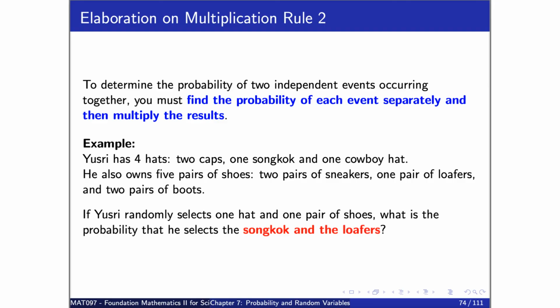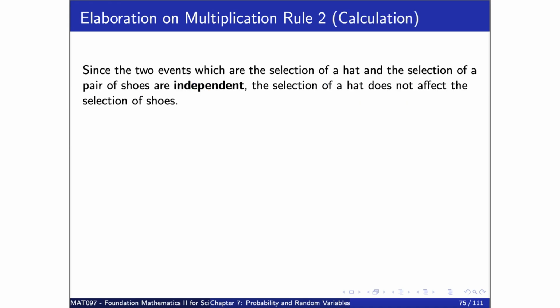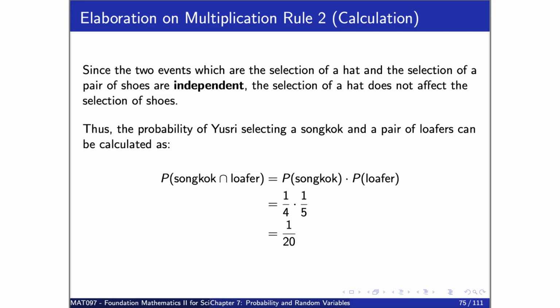Let's look at a quick example. Yusri has 4 hats, 2 caps, 1 songkok, and 1 cowboy hat. He also has 5 pairs of shoes, 2 sneakers, 1 loafer, and 2 boots. What is the probability he randomly selects the songkok and the loafers? Because choosing a hat has absolutely no effect on choosing his shoes, these are independent events. We just find the probability of each event separately and multiply them. The probability of the songkok is 1 out of 4. The probability of the loafers is 1 out of 5. 1/4 times 1/5 gives us a final probability of 1 over 20.